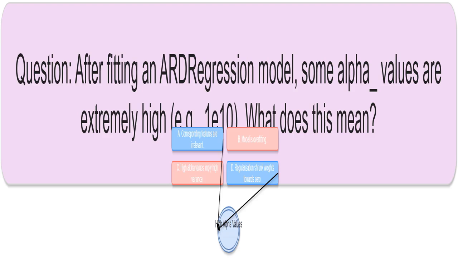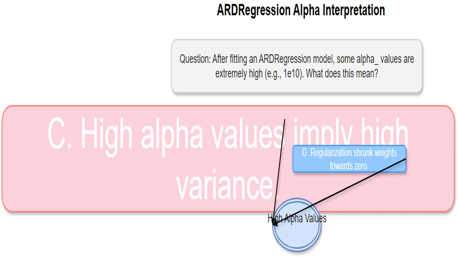I'm focusing on interpreting the results after you've used ARDRegression to analyze data. We're specifically looking at the alpha values, which tell us something about the relevance of each feature used in predicting the outcome. Let's talk about what large alpha values mean. Remember, alpha is the precision, essentially how certain we are about each feature's importance.